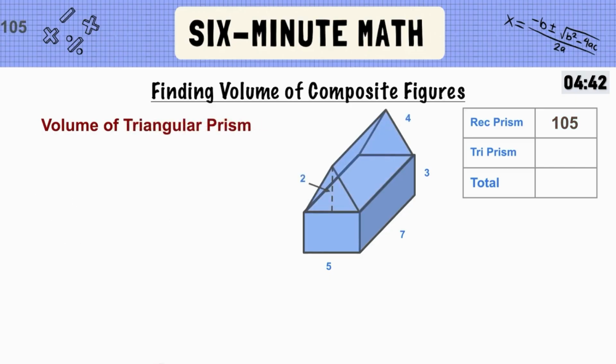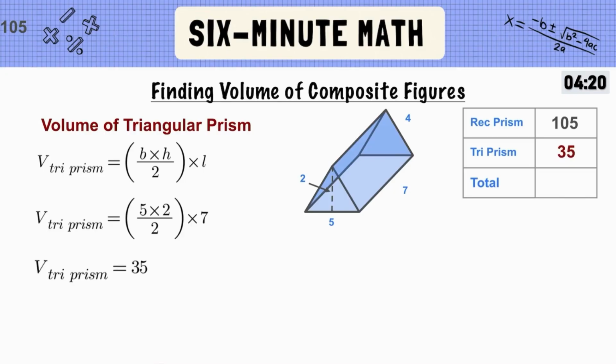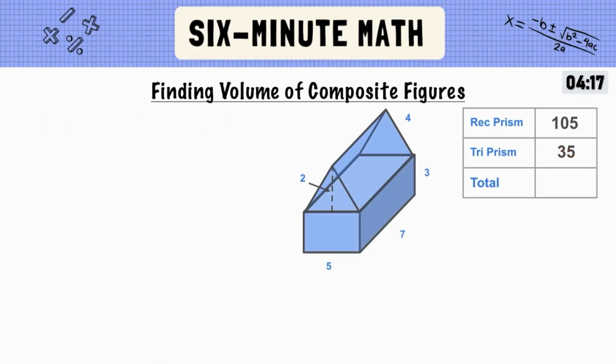Then I need to find the volume of the triangular prism. So I use my formula of base times height divided by 2 multiplied by the length. I plug my measurements in. 5 times 2 divided by 2 times 7 is 35. So I plug 35 into my chart. And then to find total volume, I'm simply going to add my rectangular prism 105 plus my triangular prism 35, for a total volume of 140.